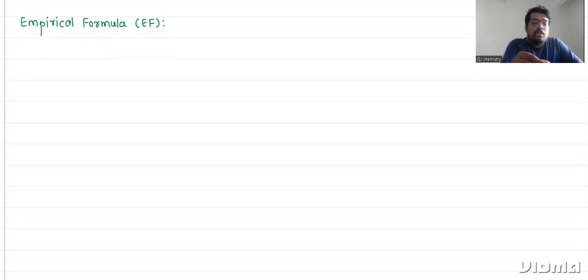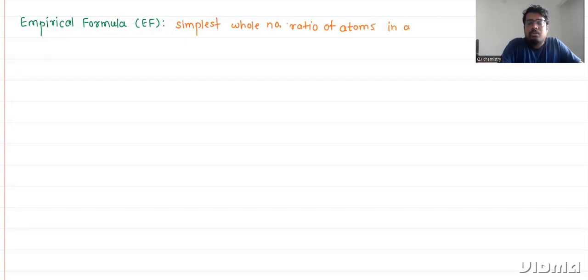Now the empirical formula means what? The empirical formula is nothing but the simplest whole number ratio of atoms in a compound. So the empirical formula represents the simplest simplified formula of a compound. The simplified formula of a compound is known as an empirical formula.